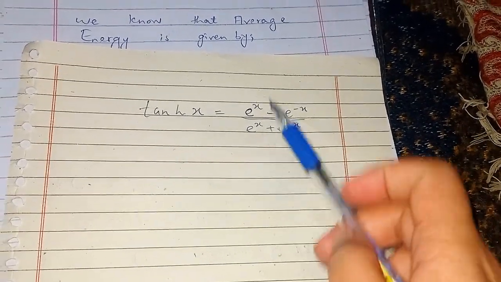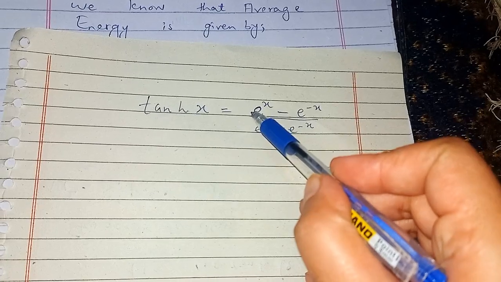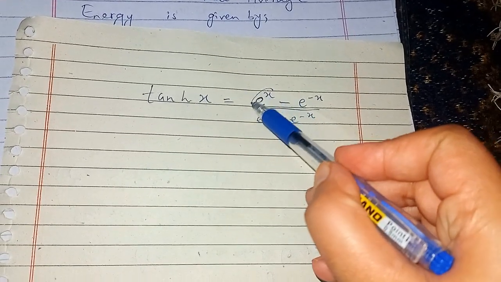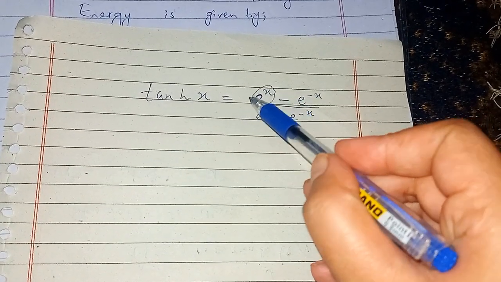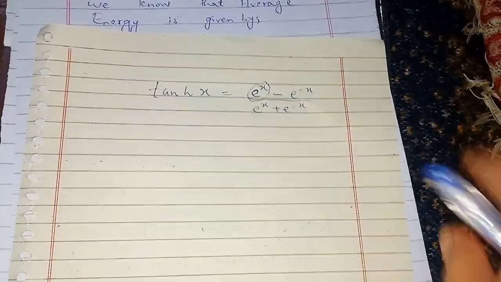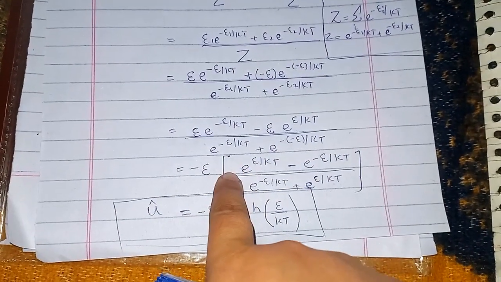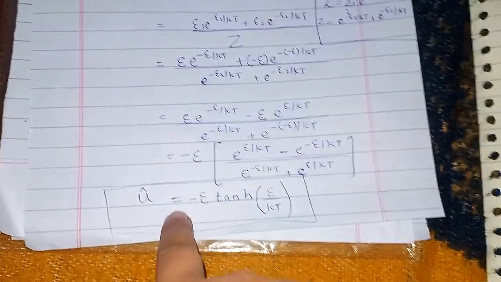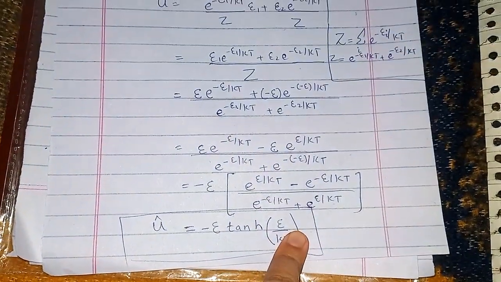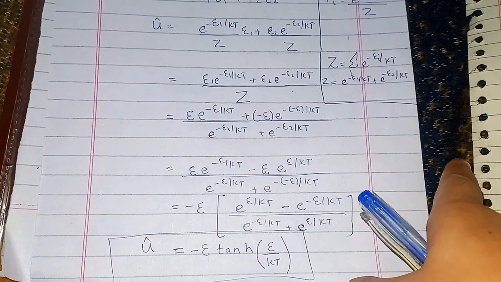Okay, so that's why I took negative as common, so that this thing with positive power becomes positive. And in the denominator both of them were positive, so there was no need to do any shifting. But in the numerator there was a negative sign extra, so I took it common. Okay, so that's the internal energy or average energy of a two-level system.